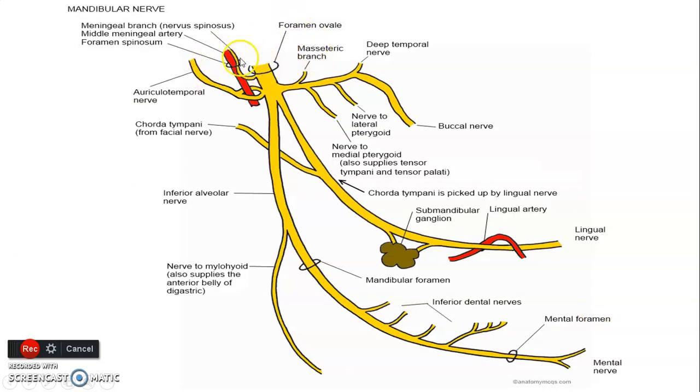So this is your mandibular nerve. You can see here, through the foramen ovale, you give a nervus spinosum to the dura mater, and it will also give a nerve to medial pterygoid, then divides into anterior and posterior divisions.